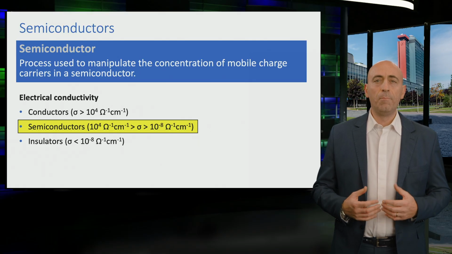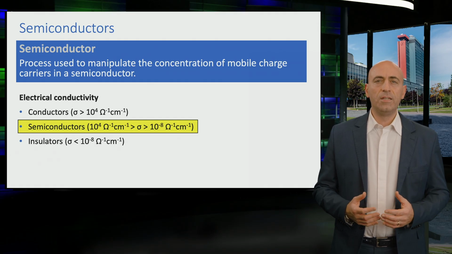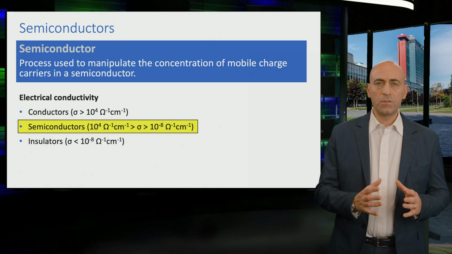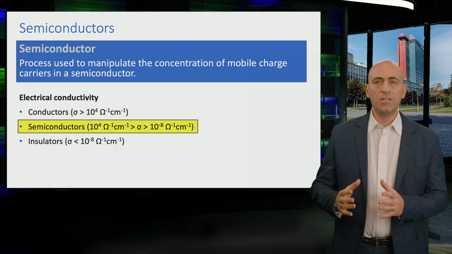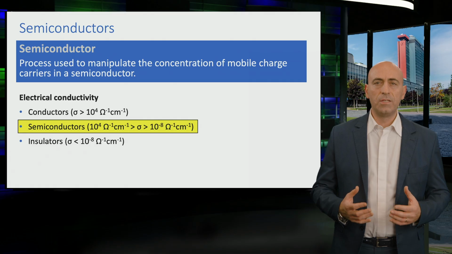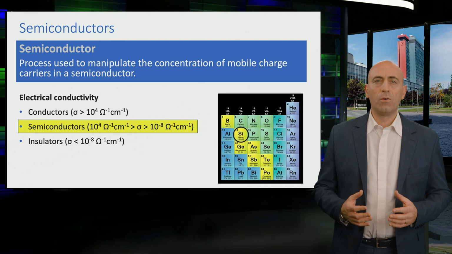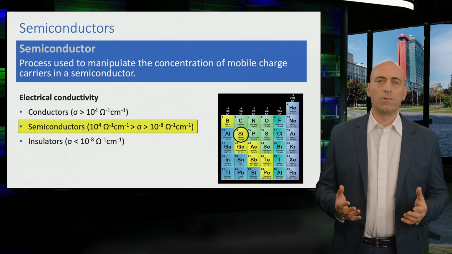When we look at the ability of materials to conduct electricity, they are generally divided into 3 classes: conductors, semiconductors, and insulators. A semiconductor is a material whose electrical conductivity is lower than that of a conductor, but higher than that of an insulator. One example of a semiconductor material is silicon.